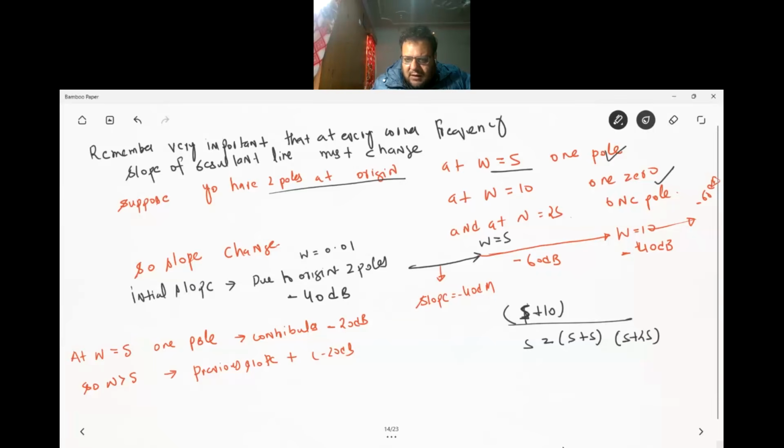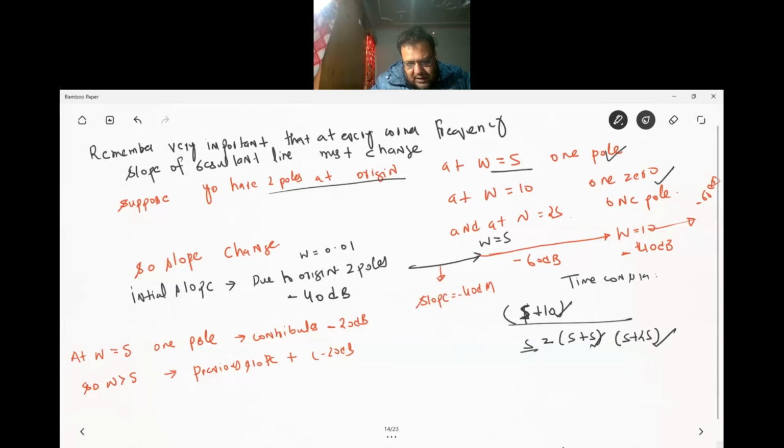This is the contribution of each pole. Now the corner frequencies are associated with these terms: this 10, this 5, and this 25. These are the frequencies that are associated. This is only possible if the expression is already in time constant form. This equation I already have in time constant form.